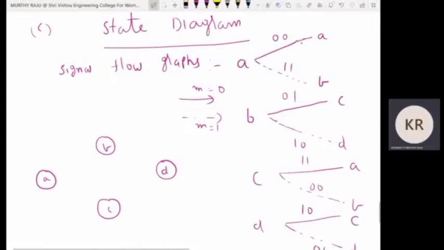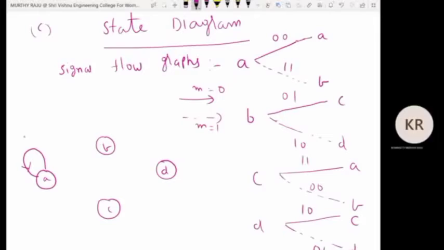When the input bit is 1, it goes to state A, that means solid line. Whenever the input bit is 1, again it goes to state A with output 0, 0. With M equal to 1, the input bit is 1, it goes to state B. Here we use dash lines with output 1, 1.